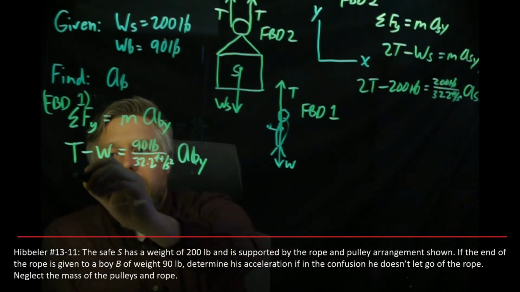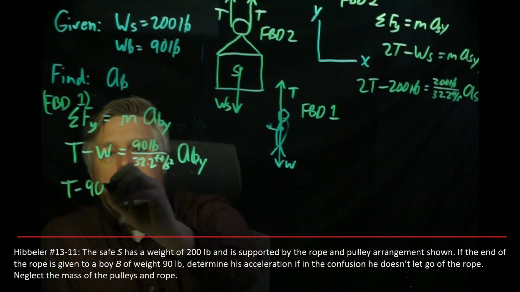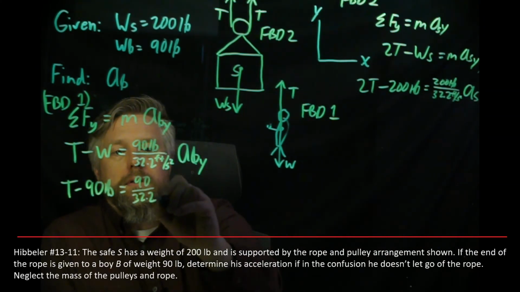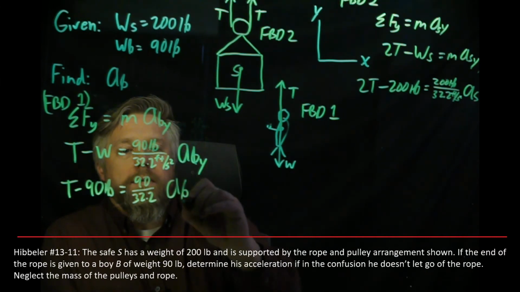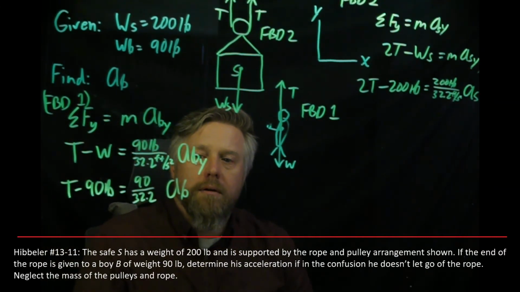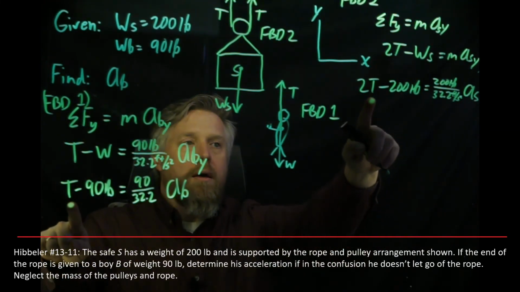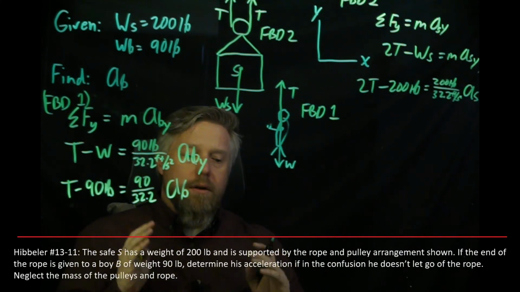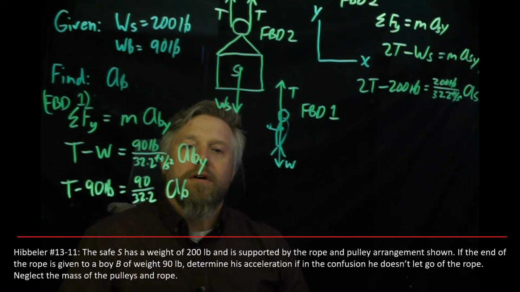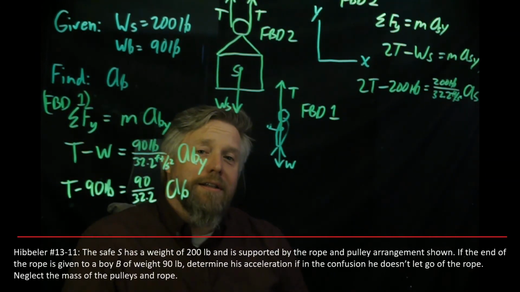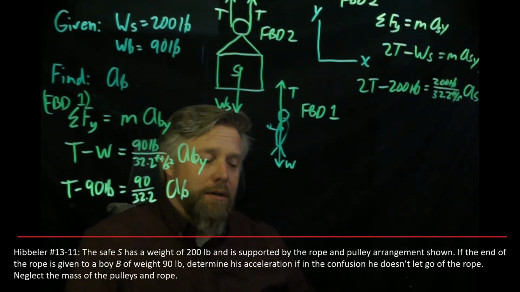Down here, I have T minus 90 is going to be equal to my 90 over my 32.2 times the acceleration of the boy. I have two unknowns there. A total of three unknowns because the T is repeated. But I only have two equations. I have three unknowns and two equations. So now I have to ask myself, is there any other equation that I could get that would relate these variables? This is where we're going to go back to kinematics to find this third relationship.